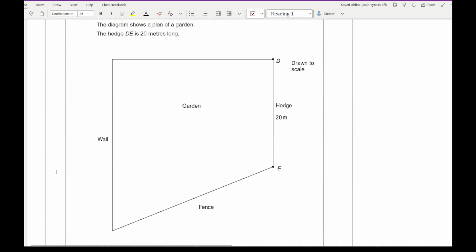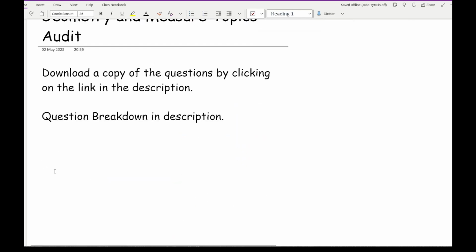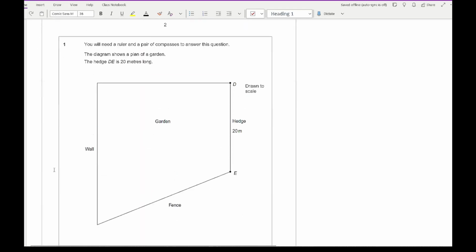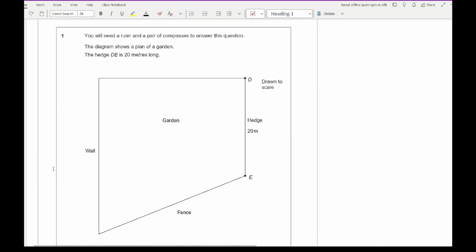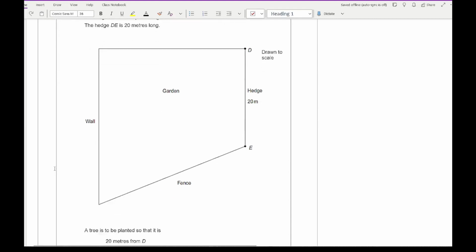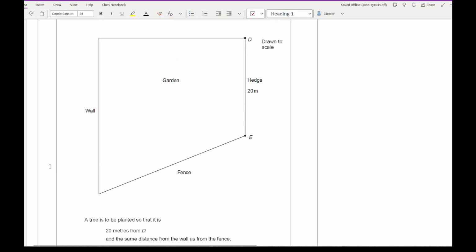So looking at question 1, which is looking at loci, and if I just zoom out a little bit, hopefully we can see the whole of that question, which is here. It says that you will need a ruler and a compass to answer this question. The diagram shows a plan of a garden. The hedge DE is 20 meters long, and it says a tree is to be planted so that it is 20 meters from D and the same distance from the wall as it is from the fence. And it says construct your position of the tree on the plan.